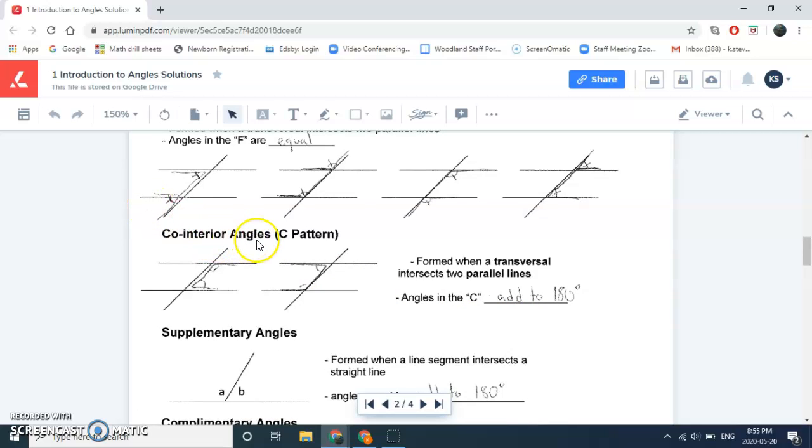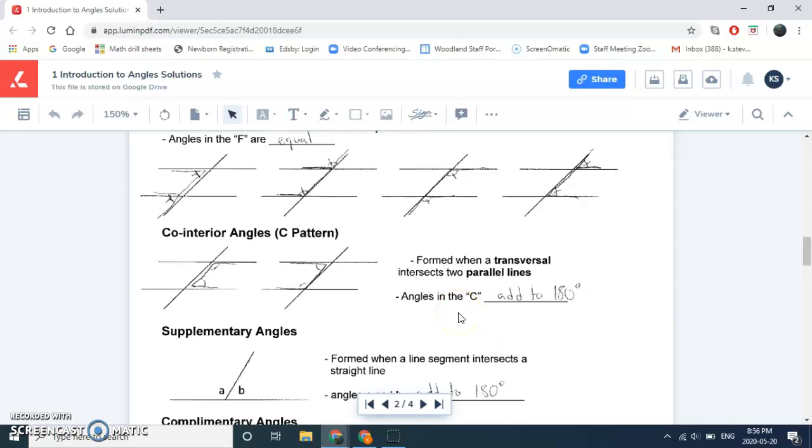Now we've got co-interior angles. So this one is where we get a little bit more math with our angles. You can see that they're both on the inside. So co means two or both, and interior means on the inside, and so they're both here on the inside. And we see that these angles will always add up to 180 degrees. So once you find one of them, we can use math to figure out what the other one is. We don't need to use a protractor or anything like that. We can use math because we know that both of those two angles will add up to 180.